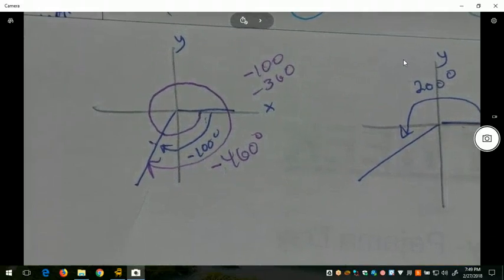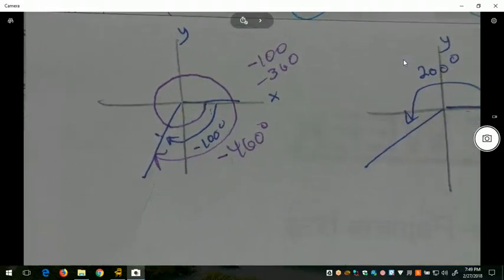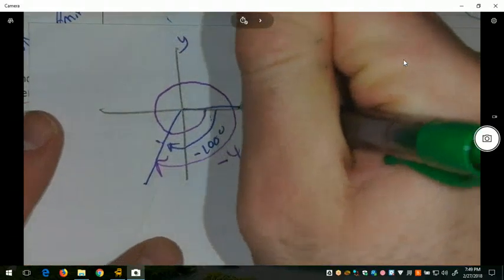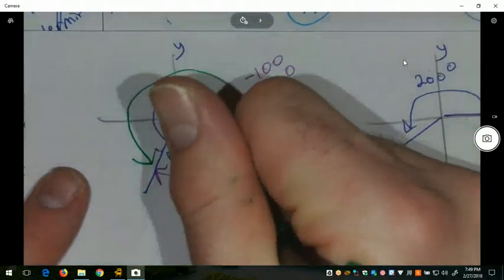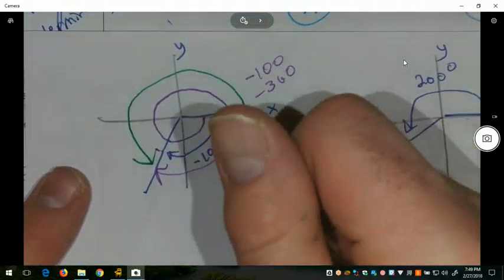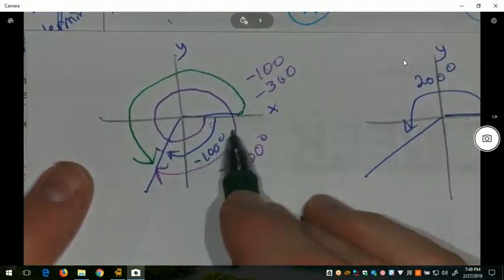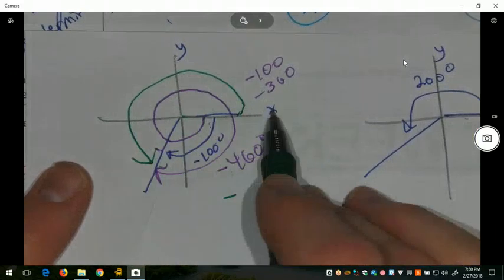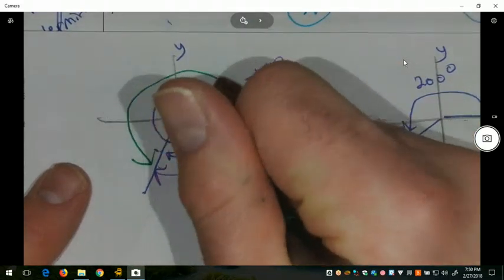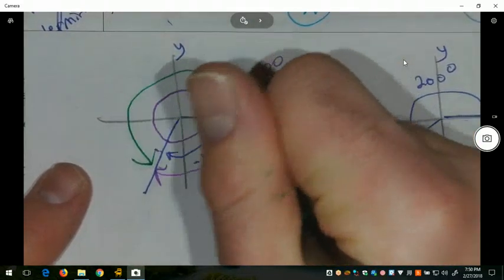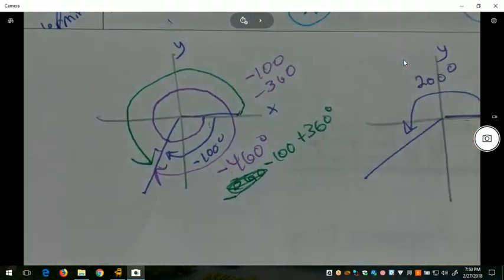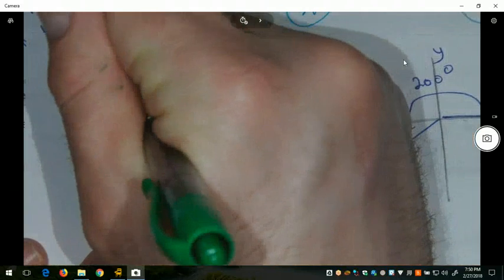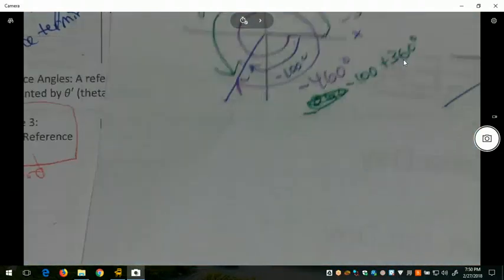One in the positive direction, well, it didn't have to go that direction. It could have started at this initial ray and gone counterclockwise to end there, which would be just shy of going a full 360 by 100 degrees. So I'd be negative 100 plus 360 degrees, which is 260 degrees.